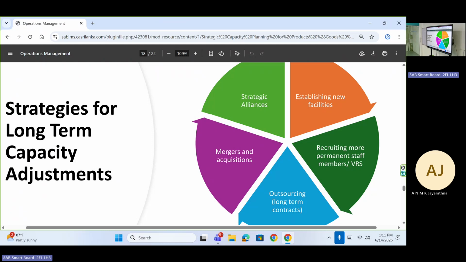Be careful today, if you are writing outsourcing, it must definitely be mentioned based on long-term agreements. I mean more than 1 year. Long-term contracts or long-term agreements, more than 1 year period. Then here, recruiting more permanent staff members. Plus today I have included something called VRS, that means voluntary retirement scheme.